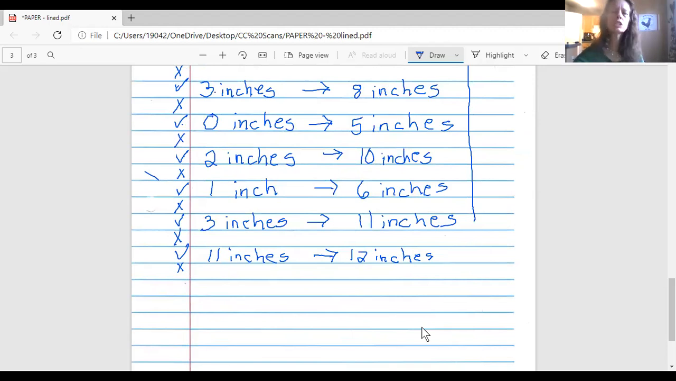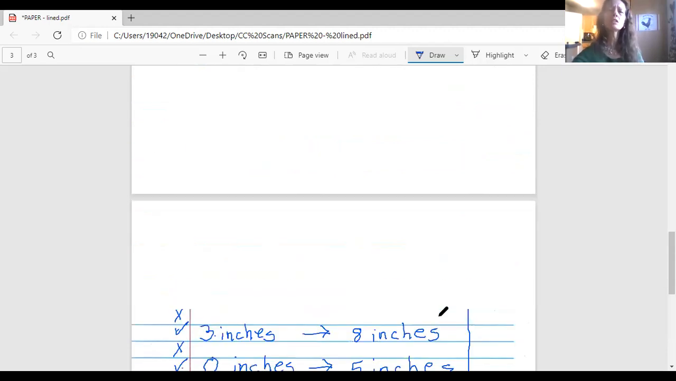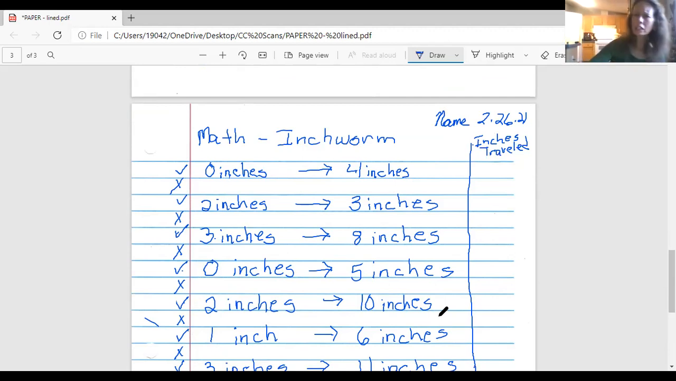Now, we need to use our counting on skills to find out how far he traveled in all of this time. All right? So if we start at 0 and we go to 4, we're counting on. Ready? 0, 1, 2, 3, 4. How many inches did we travel? 4. So we're going to write 4 right here.